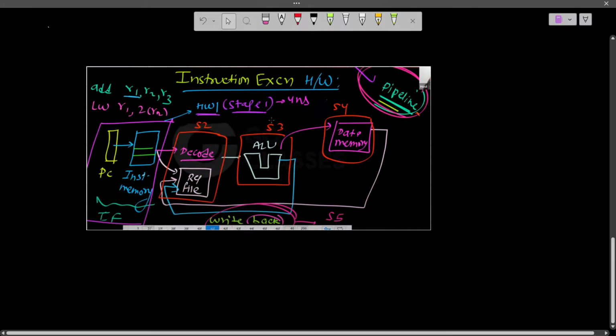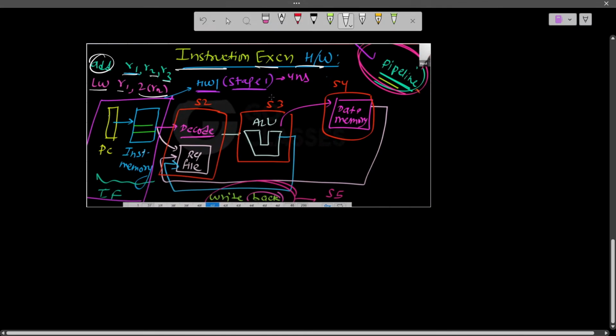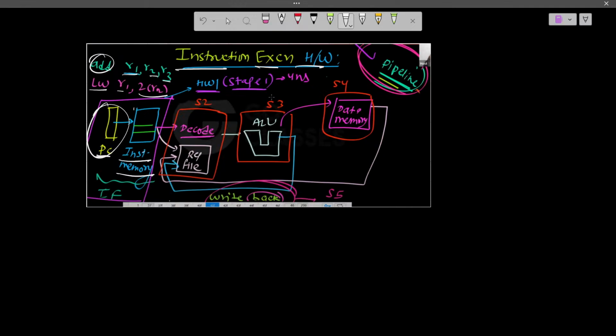Okay. So yeah, this is instruction execution. This is add R1, R2, R3, and this is load R1 to R2. And how this actually is working, let's try to imagine it. This is program counter, this is instruction memory, and it works like this: instruction fetch, decode, and here this ALU is working, and then data memory.